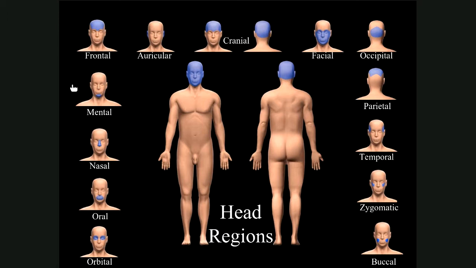Mental is your chin. Nasal is your nose region. Oral is your mouth region. Orbital is your eye region. Parietal is the superior but lateral part of the top of your head. Temporal is the lateral but inferior part of your head. Zygomatic will be your cheeks, or rather, zygomatic will describe your cheekbones. Buccal will describe the cheek area of the oral cavity.